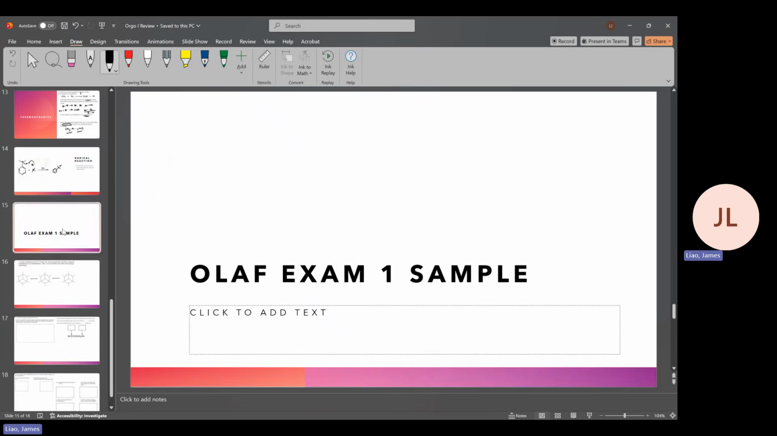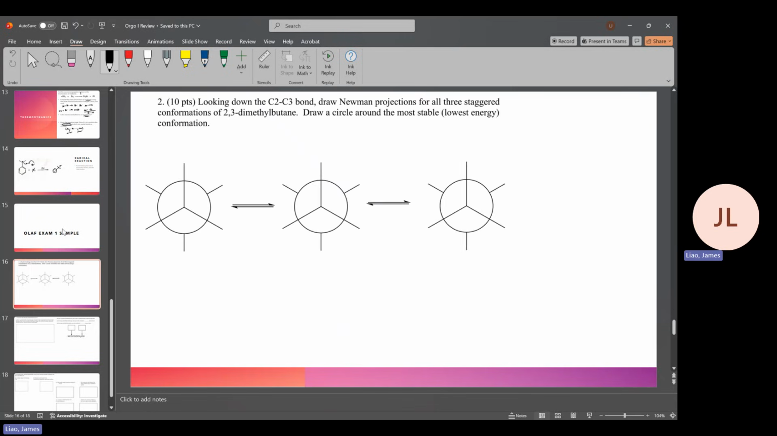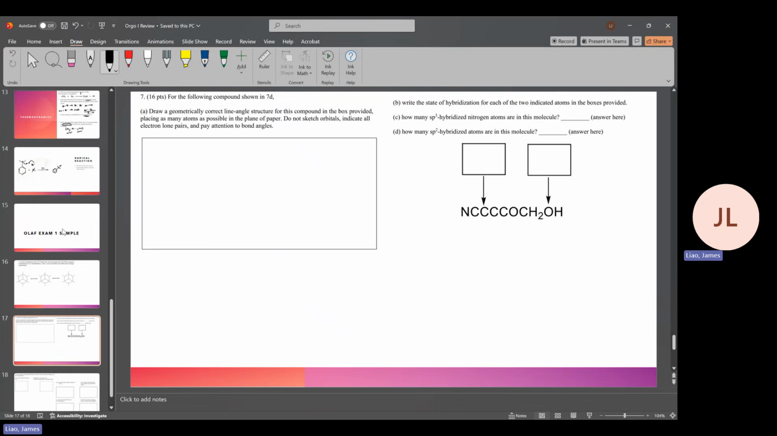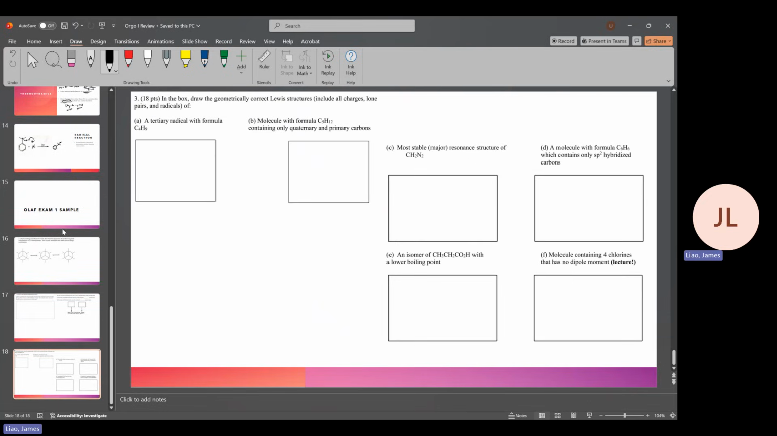Now I'm going to go ahead and switch to the mindset of Dr. Olaf's exam one samples. For Olaf's exam samples, here are some highlights that his exams feature. Things like Newman projection that looks like this. We have orbital hybridizations and drawing geometrically correct line angle structures. And one of our favorite ones, Lewis structures.